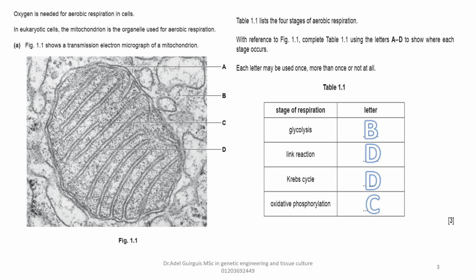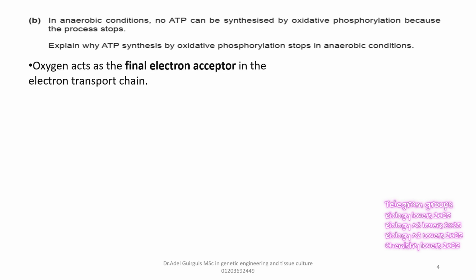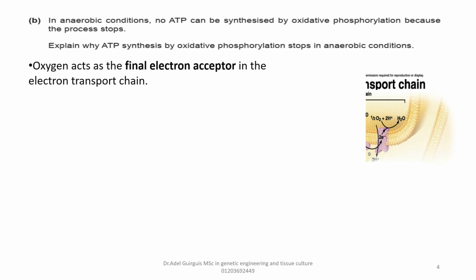C. In anaerobic conditions, no ATP can be synthesized by oxidative phosphorylation because the process stops. Explain why ATP synthesis by oxidative phosphorylation stops in anaerobic conditions. Here, as we know, oxygen is not needed in glycolysis, link reaction, and Krebs cycle. It is only needed in the last stage of aerobic respiration, oxidative phosphorylation. When oxygen is absent, or not sufficient, what would happen? Oxygen acts as a final electron acceptor in the electron transport chain.